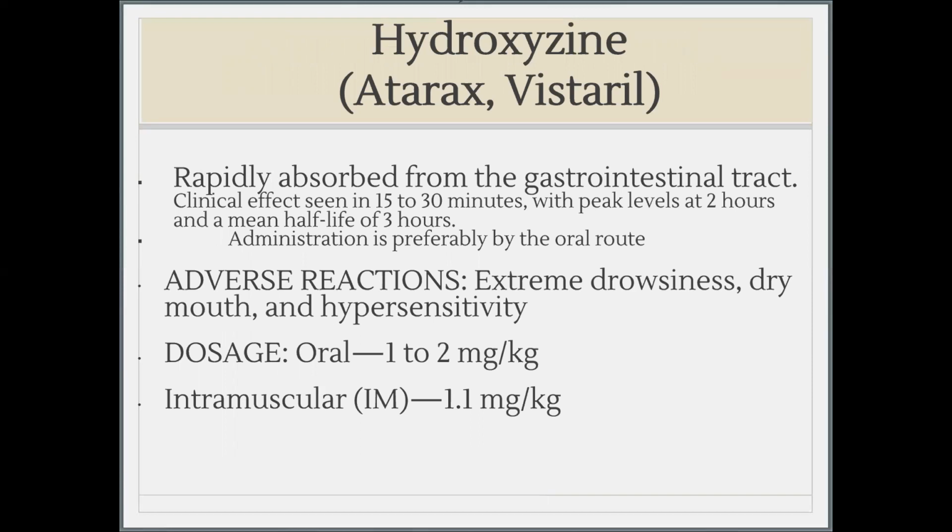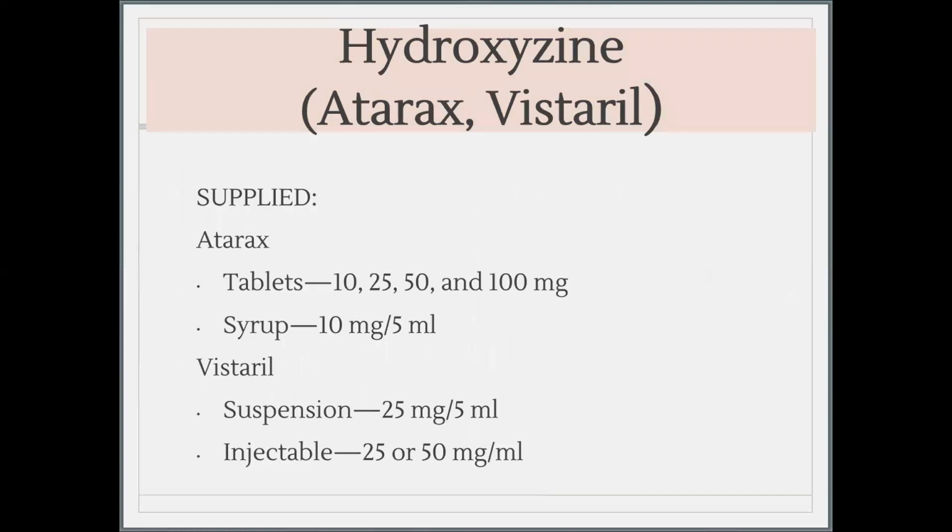Antihistamines that are commonly used include hydroxyzine, better known as Atarax or Vistaril, which is rapidly absorbed from the GI tract. Clinical effect is seen in 15 to 30 minutes with peak levels at 2 hours. Administration is preferably by the oral route. Adverse reactions include extreme drowsiness, dry mouth, and hypersensitivity. The dose is usually oral, 1 to 2 milligrams per kilo. If you dose it intramuscularly, or by IM injection, it is 1.1 milligrams per kilo.